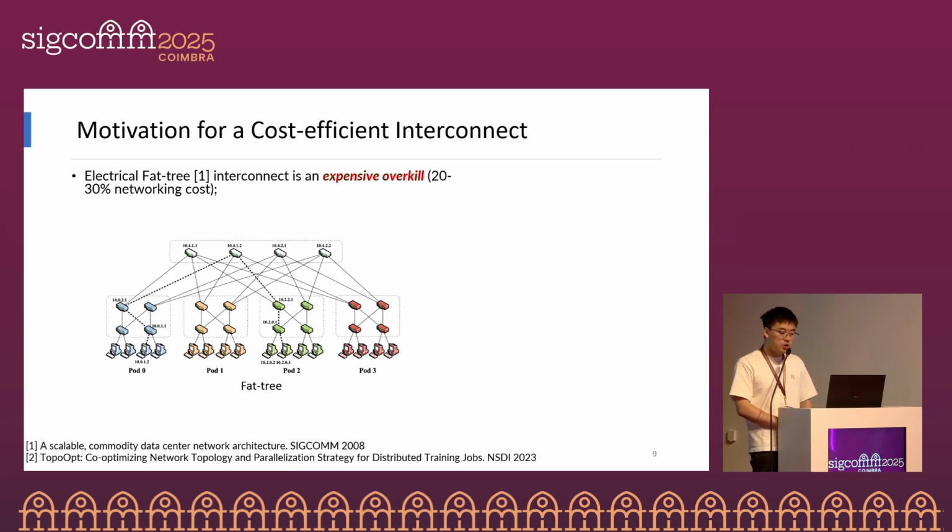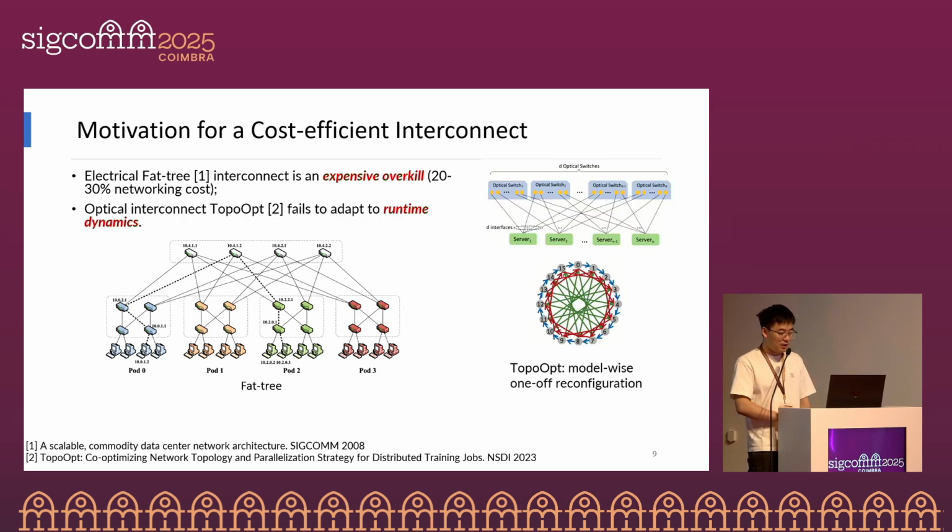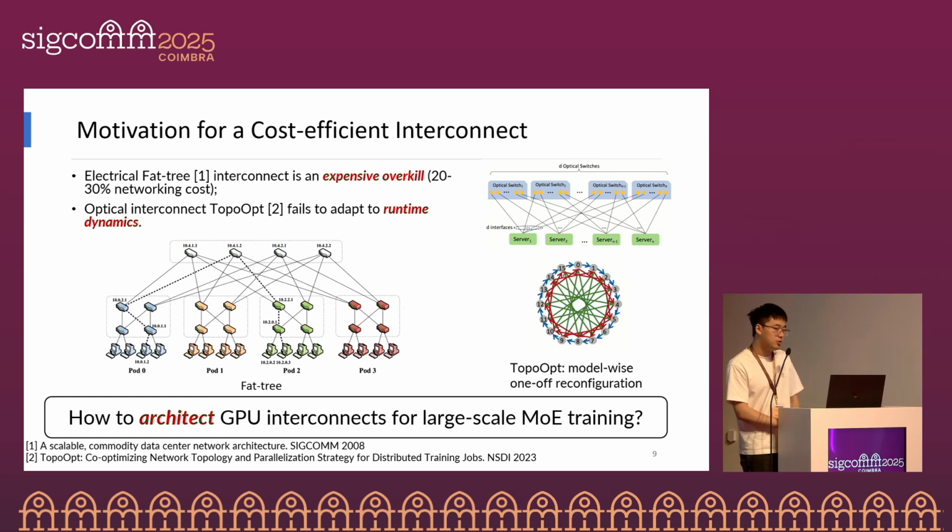On the one hand, electrical topologies such as fat-tree or NVIDIA's rail-optimized fat-tree can provide enough bandwidth, but they are extremely costly. On the other hand, optical solutions such as TopoOpt can reconfigure topology, but they operate at the job level with one-off reconfigurations, so they cannot keep up with the runtime dynamics. So neither existing electrical nor optical designs are a good fit. This motivates us to interconnect the cluster in a more cost-efficient manner.